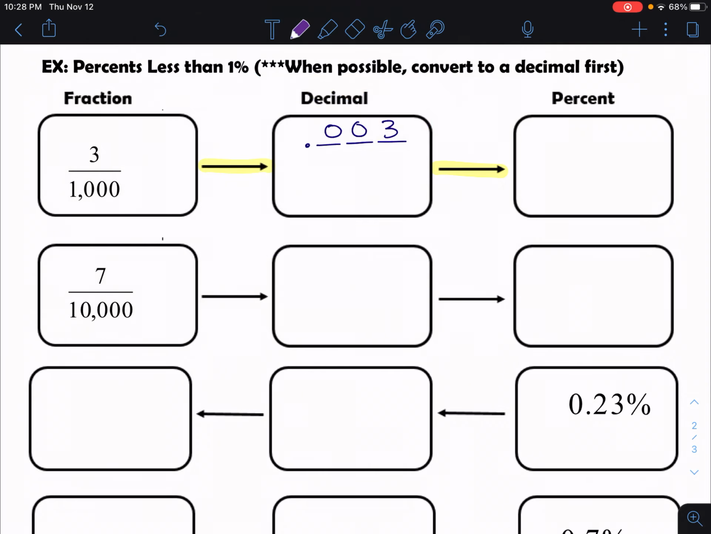To go from a decimal to a percent, I'm going to take my decimal and I'm going to move it 2 places to the right. So 1, 2. So my new decimal is right in here. That makes this 0.3%, and I like to put the leading 0. It's not necessary if you don't want to write it. So I started at 3 over 1,000. I wrote it as 0.003, 3 thousandths, and then 0.3%.